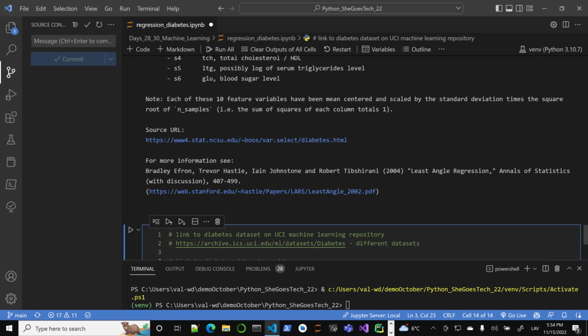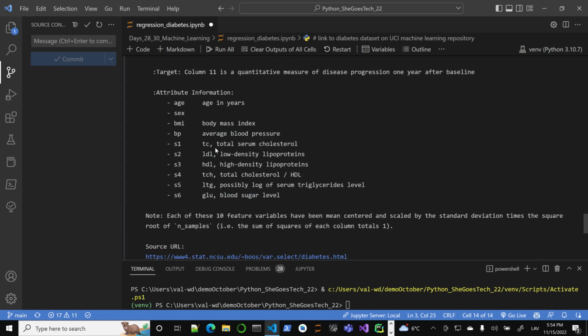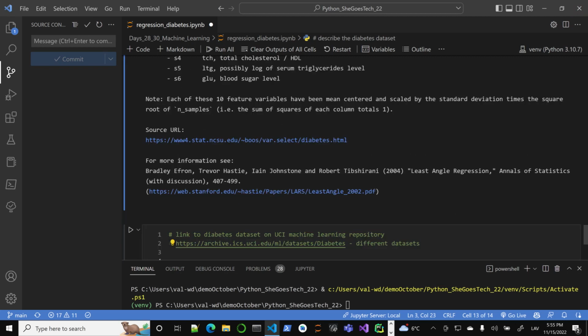Okay, but yeah, so this is the one we use. Total serum cholesterol, lipoproteins, total cholesterol, log of serum triglycerides level. Again, I'm no dietitian or a biomedical professional, but yes, these are the values. But of course, I would be very cautious. There's no certain level. So I think it might be the same, possibly a different dataset.